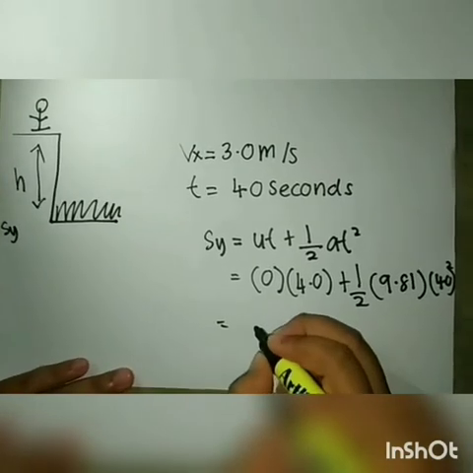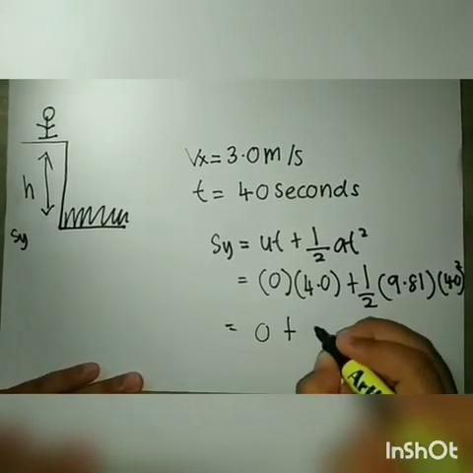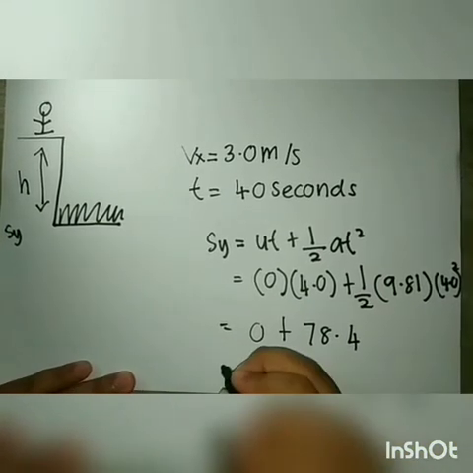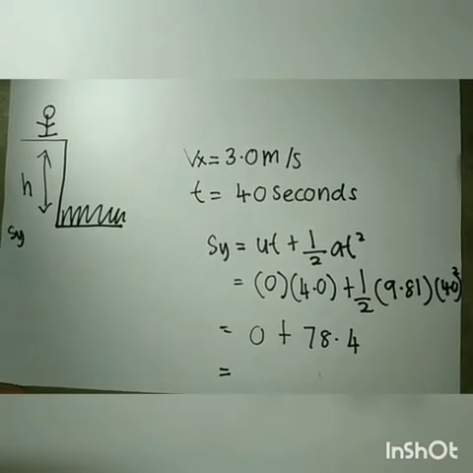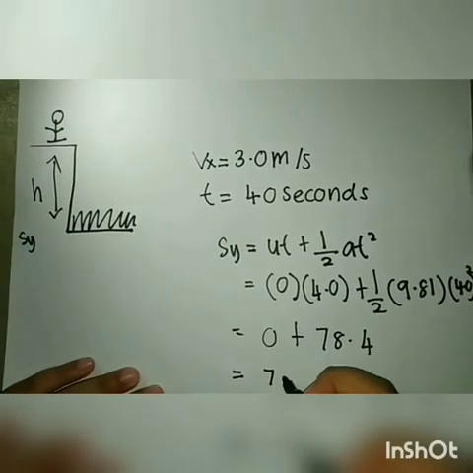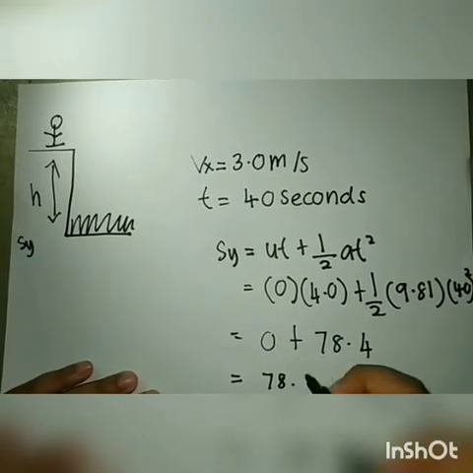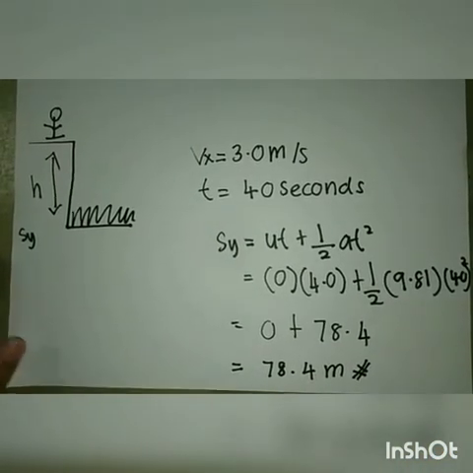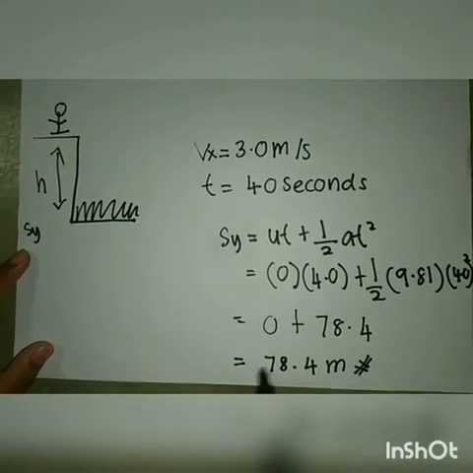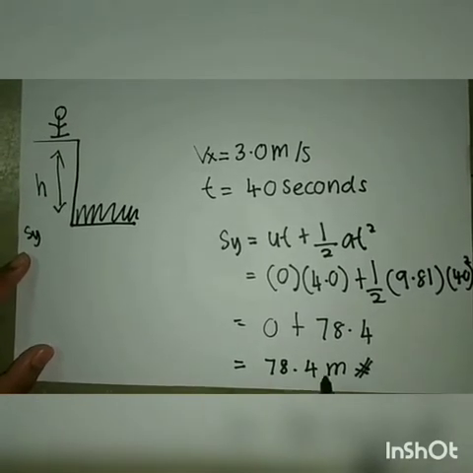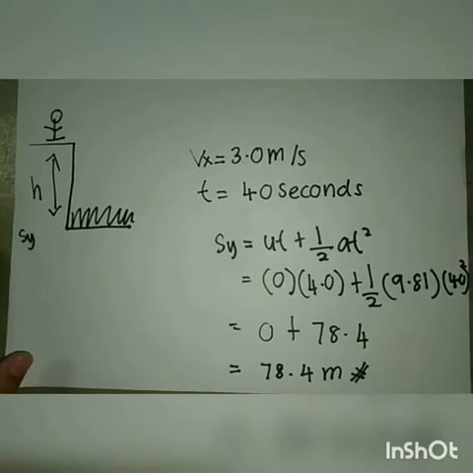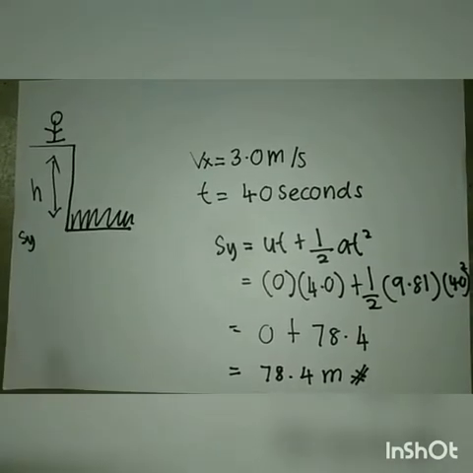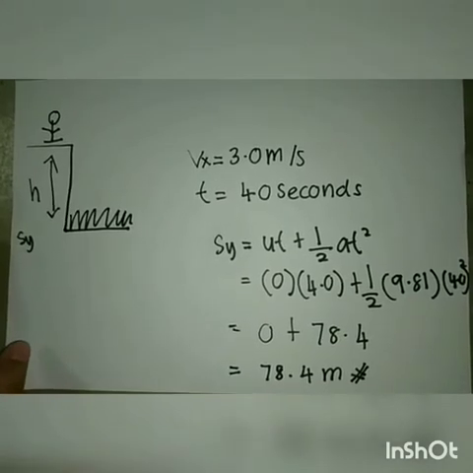So this is equal to 0 plus 78.4, and then the last answer is 78.4 meters. Oops, I'm sorry. So the last answer is 78.4 meters. So the height is 78.4, or sy, which is the displacement of y.